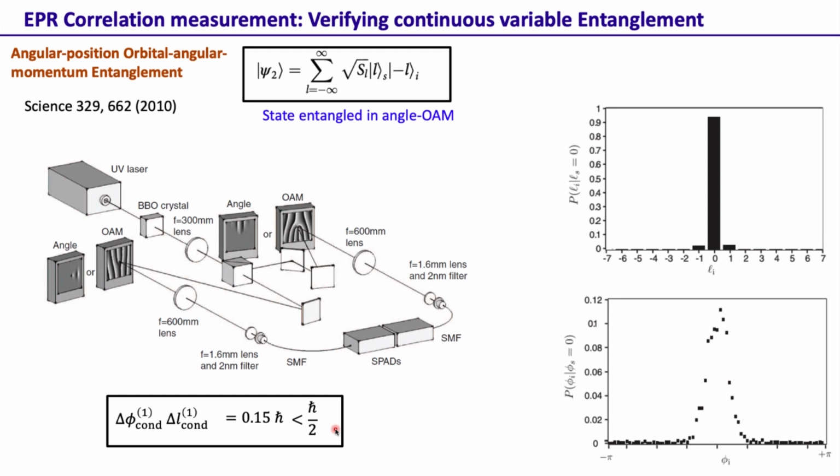Of course, this is less than ħ by 2, and this does verify entanglement in orbital angular momentum and angle variables. This was the EPR correlation measurement in these degrees of freedom. Although EPR had used it as a strange fact of quantum mechanics that one can have this kind of correlation, now this strange fact itself is used for verifying entanglement.